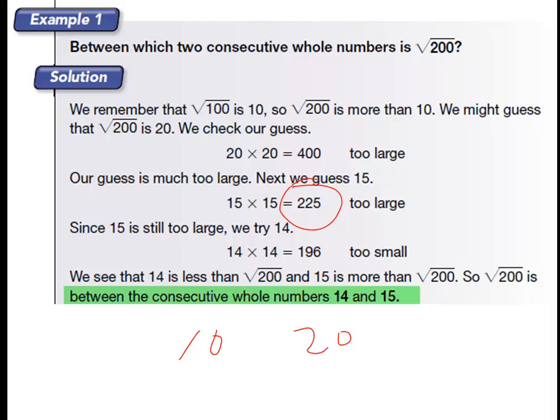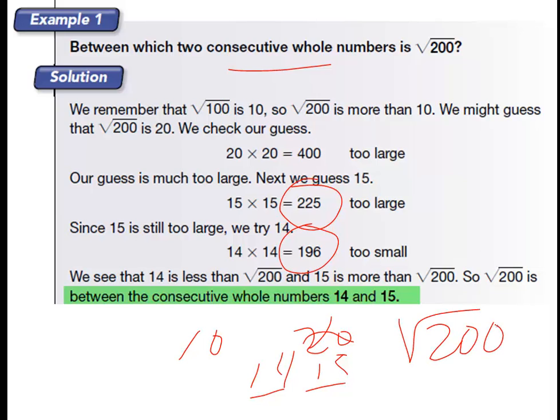We're getting really close, so 15 is better, but it says consecutive whole numbers, and 10 and 15 aren't consecutive. So then you might try 14, and you see that's 196, which is a little bit too small. But 14 and 15 are consecutive numbers, so we know that the square root of 200 falls between 14 and 15. Now, most of you would immediately want to grab a calculator. But you're going to come up with an 8-digit number, and it's not going to help you get the two consecutive whole numbers. It doesn't want the exact square root of 200, which you're not going to find.